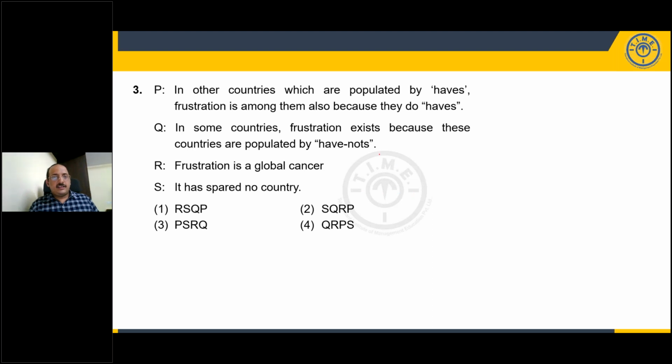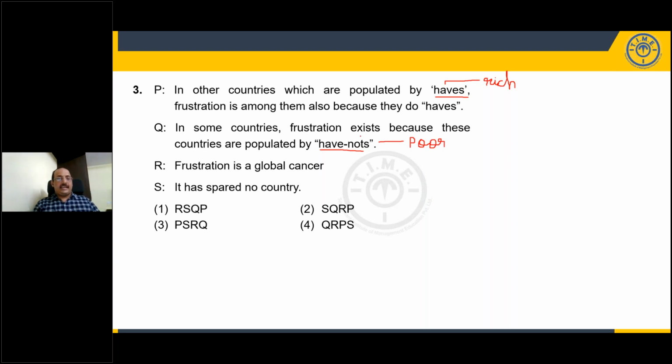Okay. In other countries which are populated by haves, frustration is among them also because they do haves. Now, what does have mean? The haves are basically people who are rich, people who are comfortable, and people who basically have all kinds of comfort. And the have-nots are people who are poor. So P tells me in other countries where there are more rich people, there is frustration. Q says in some countries, frustration exists because these countries are populated by have-nots.